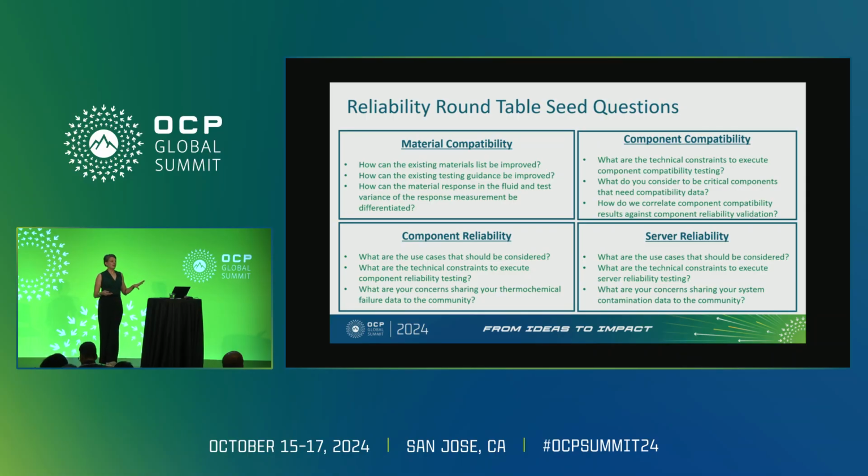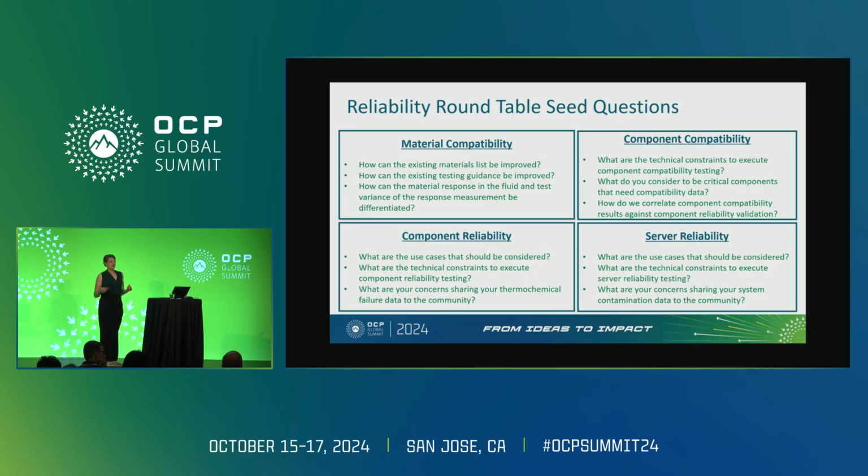The sky's the limit, but this is the type of depth that we really want to discuss in a community: to really focus on what are the true technical problems that this community needs us to solve and how best to solve them within the community. And notice I say, what are the technical constraints to execute component reliability testing? Notice I said technical constraints, because trust me, we all know that there are schedule and cost constraints.